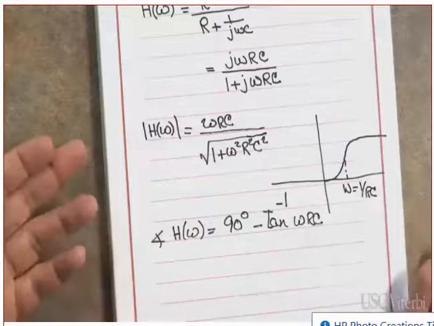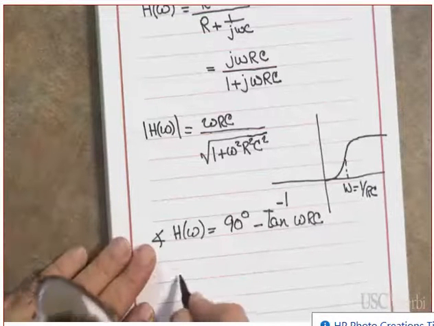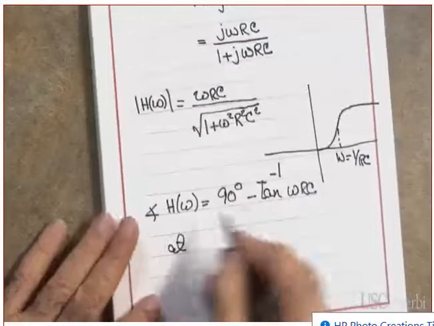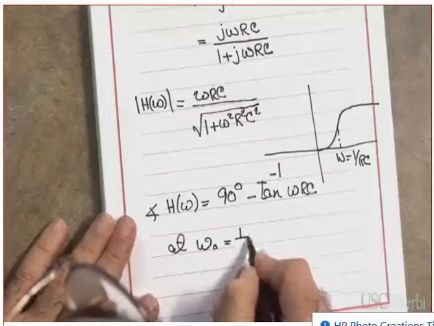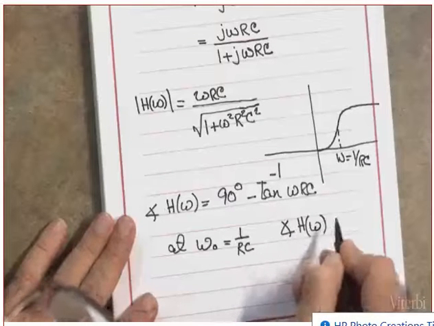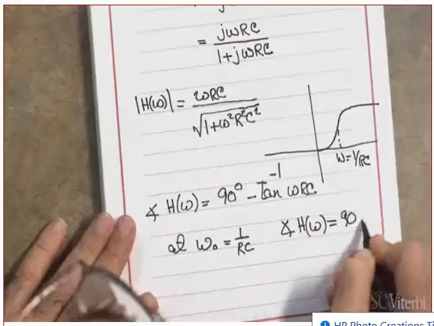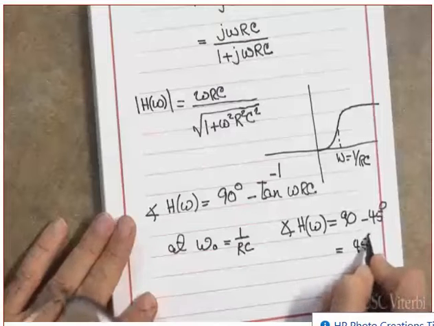So what is the problem, sir? I don't understand what the problem is. If we don't get it, you need to see me after the class. We cannot do that. At omega naught equal to 1 over RC, the phase of H of omega is 90 minus what? Which is what? 45 degree.